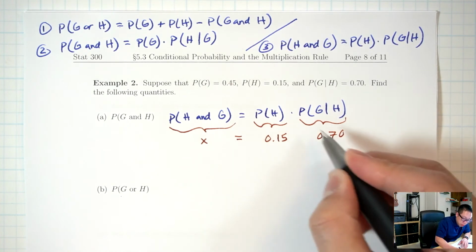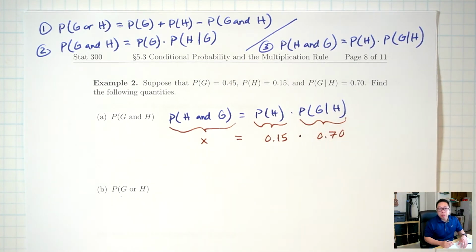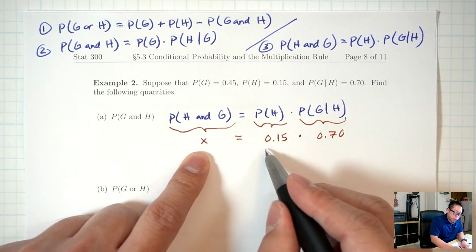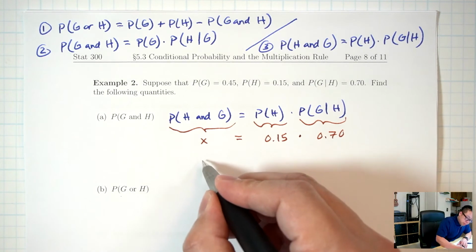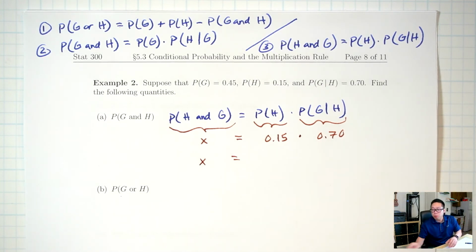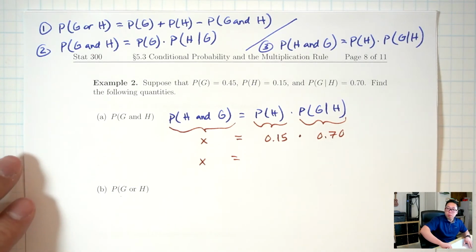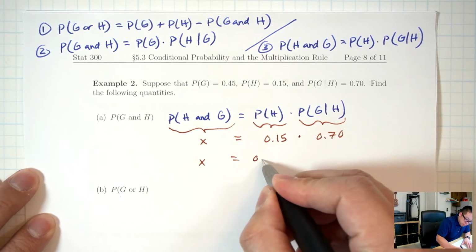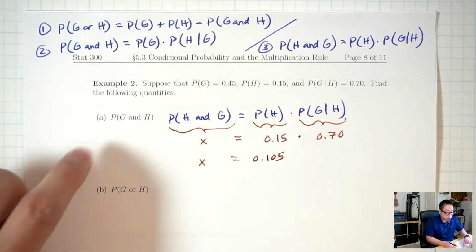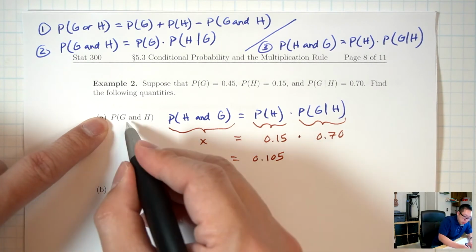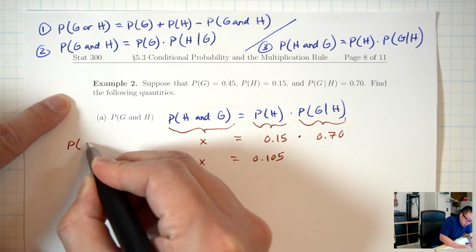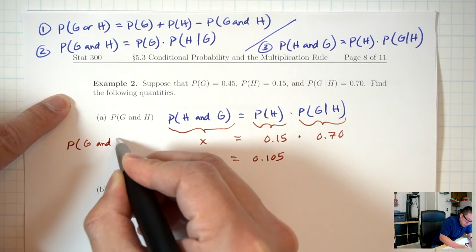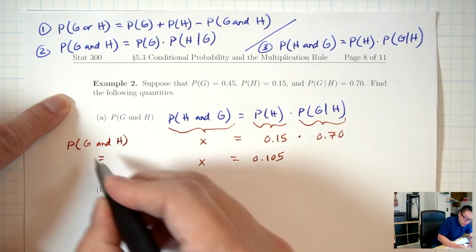And then I'm going to go through and fill in the symbols. There's an equal sign right here. There's a multiplication sign right here. And then your job is to get the X by itself. The X is already by itself, so all you need to do is just multiply on the right side. 0.15 times 0.70, and it's 0.105. Okay, so what we just found was the probability of G and H is 0.105.